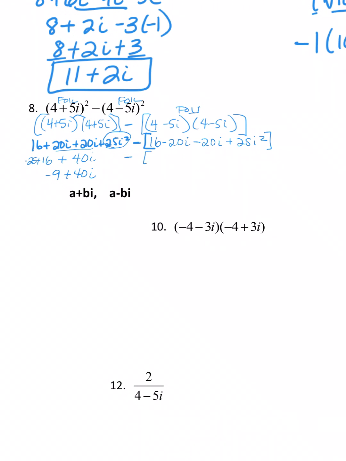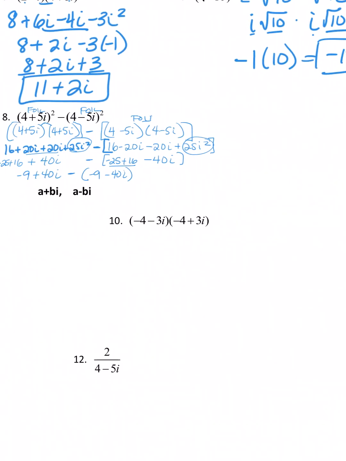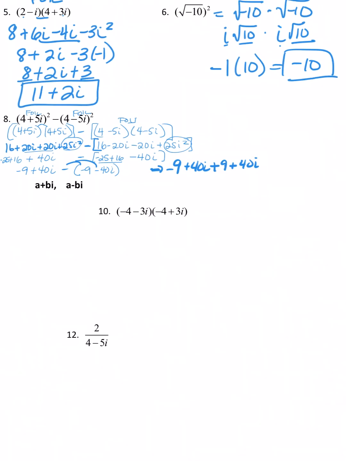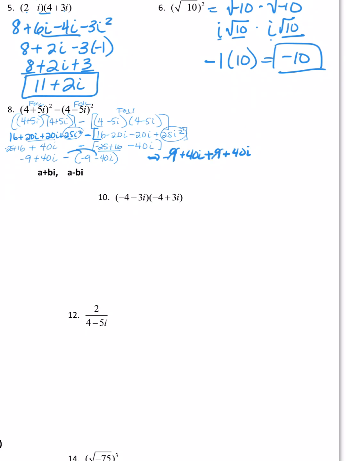Minus, let's see what this becomes. This becomes negative 25 again. So negative 25 plus 16. This one's going to be minus 40i. So this becomes negative 9 minus 40i. All right. Now we're not finished. Look, we still need to distribute our negative right here. So where am I going with this? I'll have the original negative 9 plus 40i plus 9 plus 40i. All right, so where does that leave me? Well, my 9s will cancel out, and I'll end up with 80i as my answer. So it took some work, but it's not impossible.